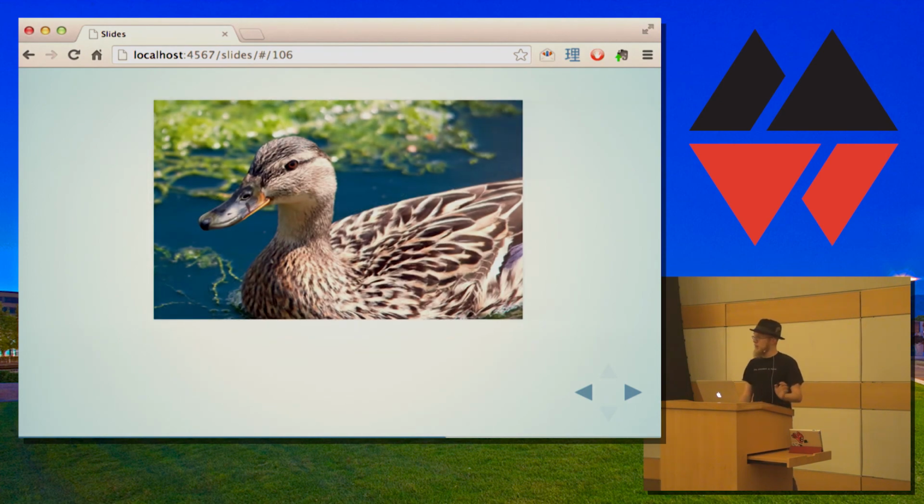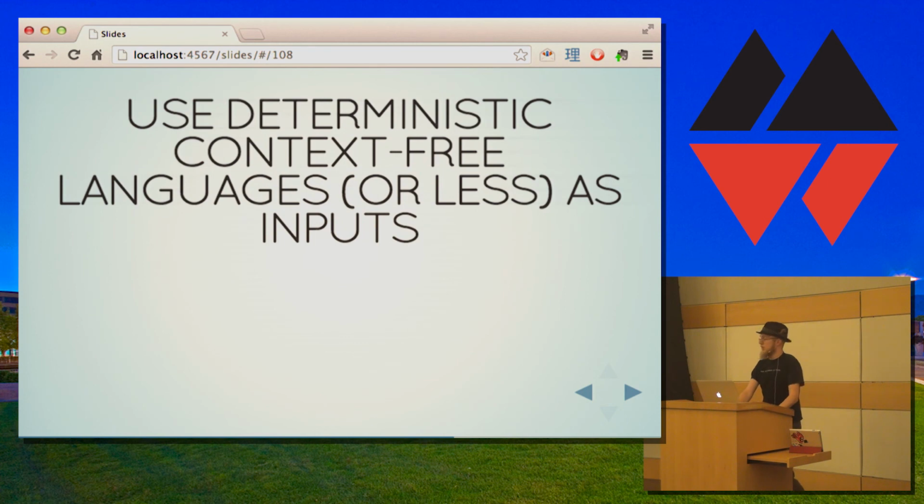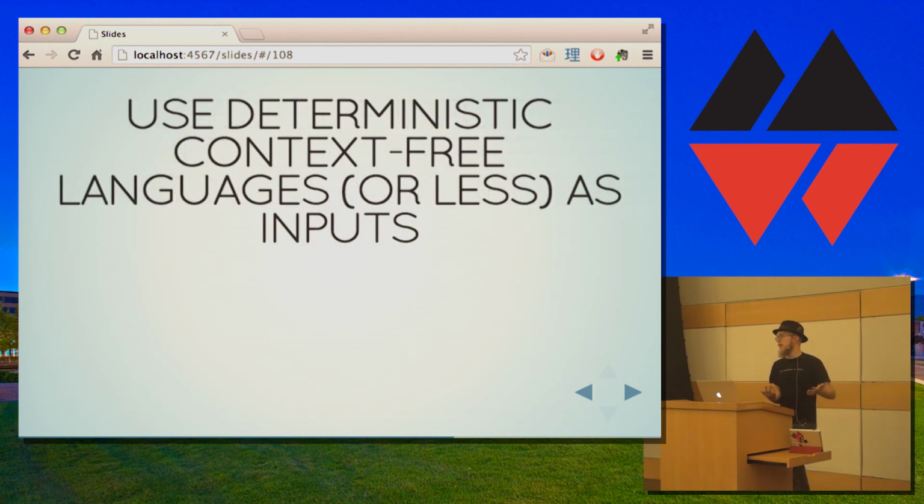So that's good if you can keep to those languages. So let's go back to the thing that we were just talking about, recognizing inputs before processing them. This is one of the things that langsec tells you to do. The other thing that langsec tells you to do, and the reason why I talked about comparing parsers, is that if you use deterministic context-free languages as inputs, then you're safe. You can always say all implementations work the same, but you can't do that with anything with an input grammar that's more complicated than that.